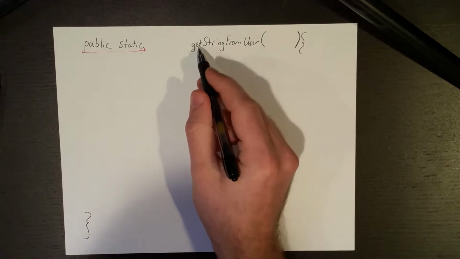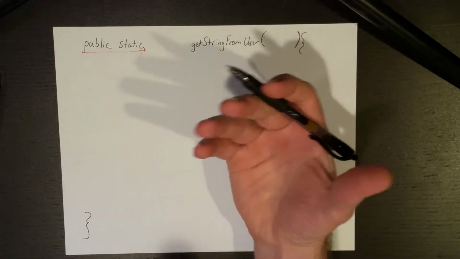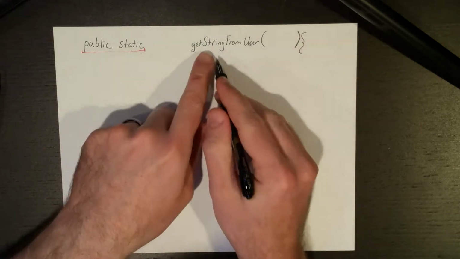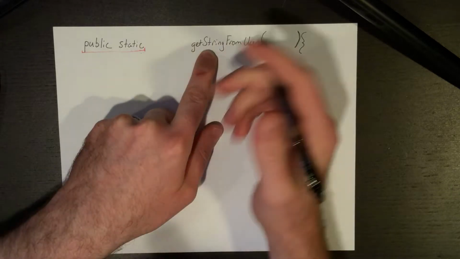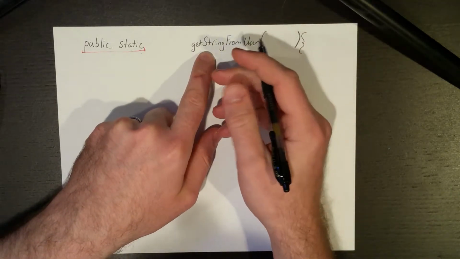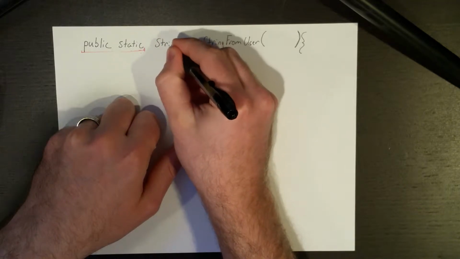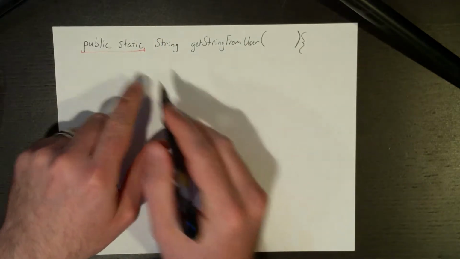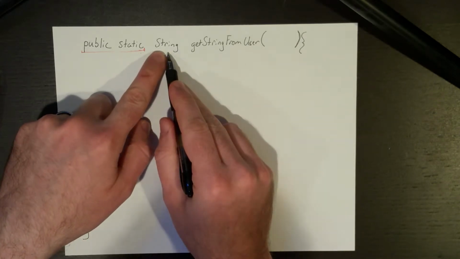So this method is meant to get a string from the user, meaning that this method is going to run, and when it's done running, it's going to take a string and send it back to our program so we can use it. So the thing that this method returns, or its return type, is a string. All right, so we have a method, getStringFromUser, that returns a string.